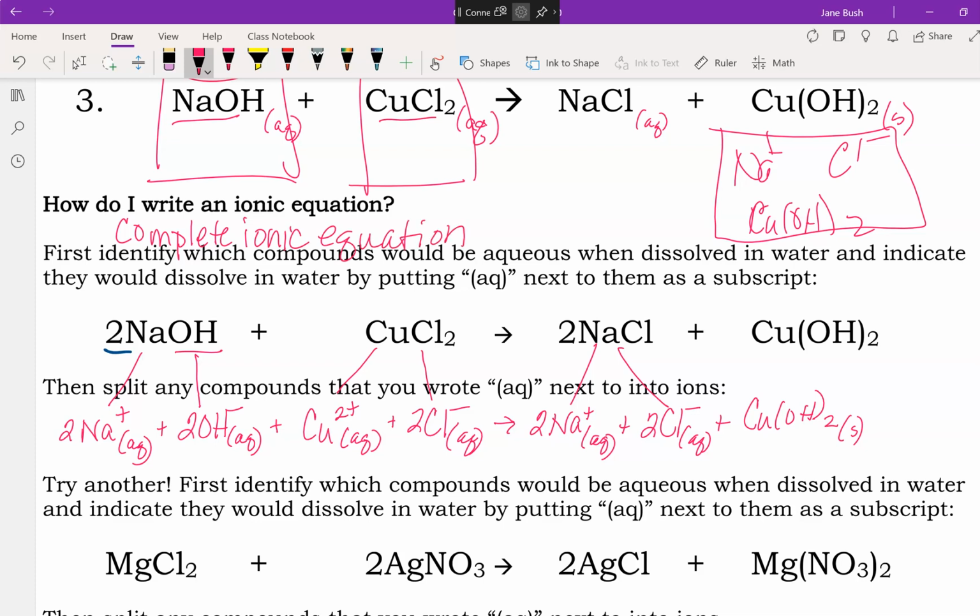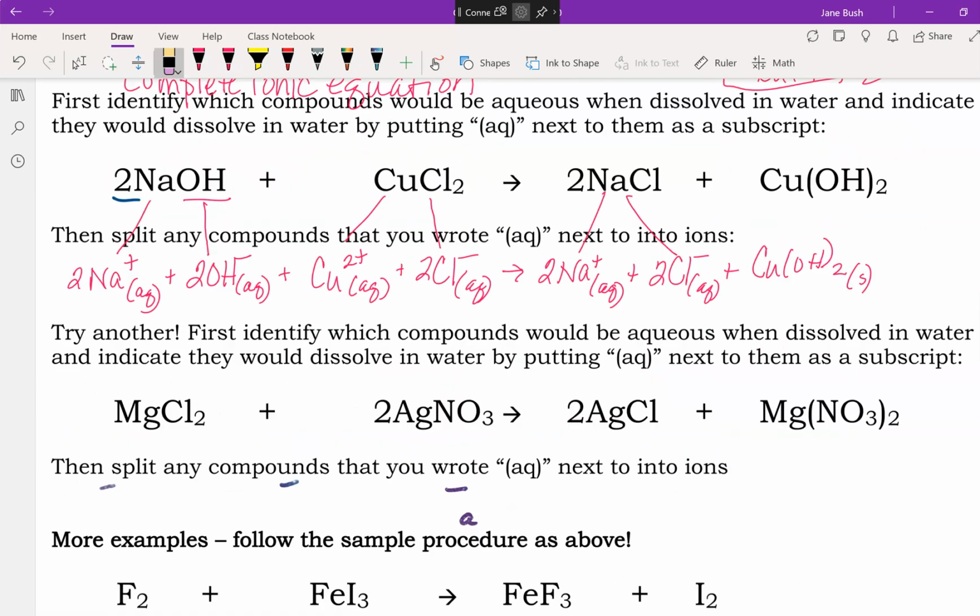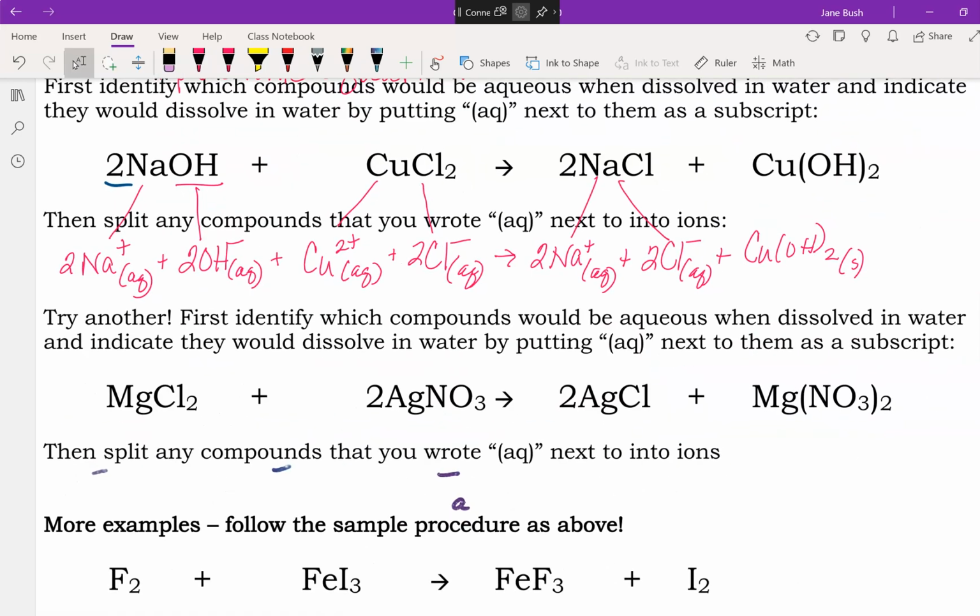Yes? On the copper, how do you know it's going to be a positive 2 charge? Because what is the charge on chlorine? Always, always, always -1. How many chlorines are there? 2. So, because my biggest failure this year was not teaching you naming well enough.